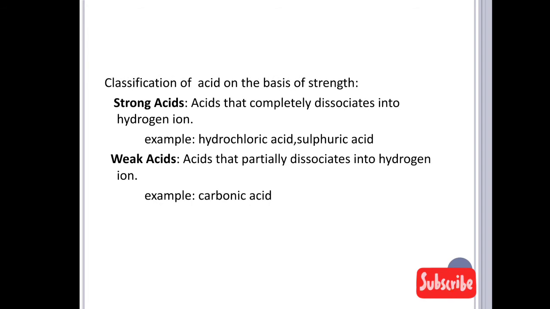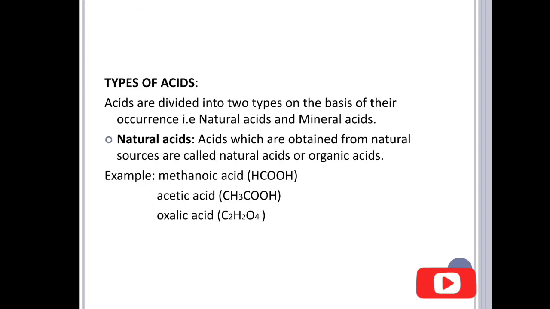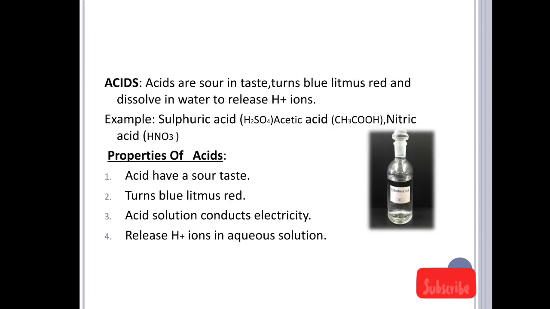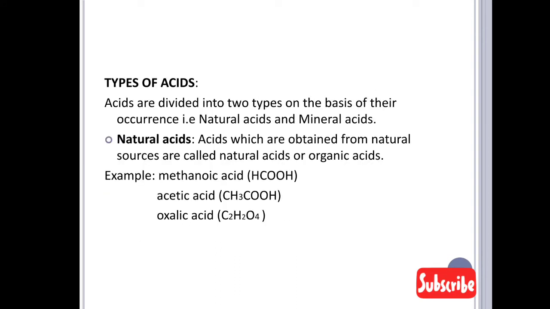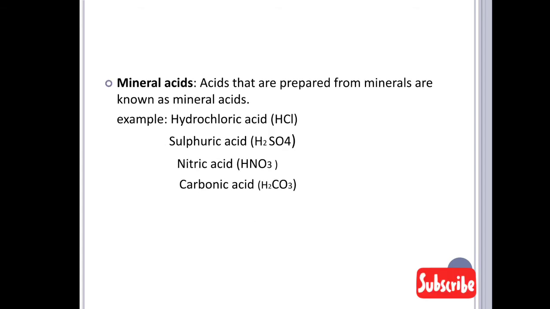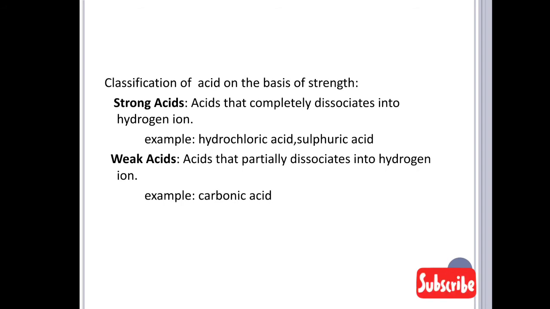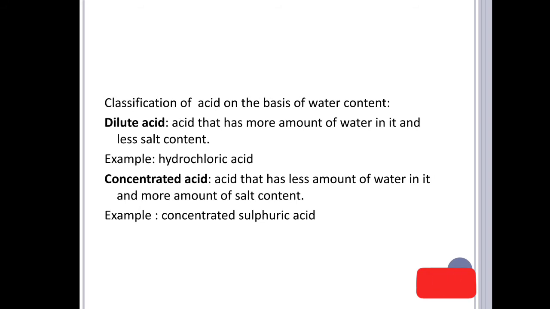So what are these acids? They are sour in taste, they turn blue litmus red, and they release hydrogen ions when dissolved in water. These acids are of two types on the basis of occurrence: natural acid and mineral acid. On the basis of strength, they are of two types: strong acid and weak acid. And on the basis of water content, they are of two types: dilute acid and concentrated acid.